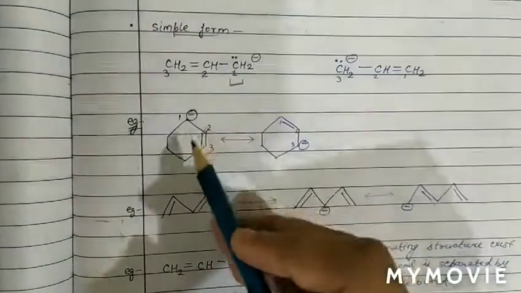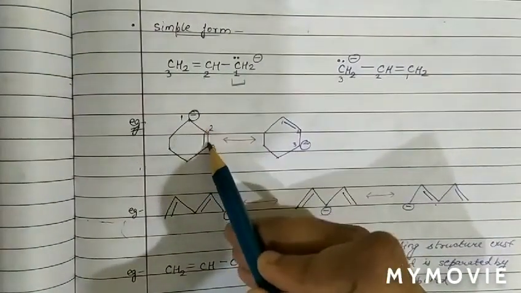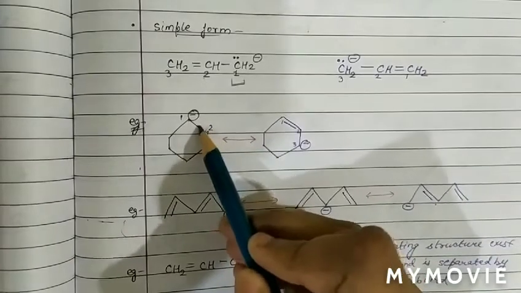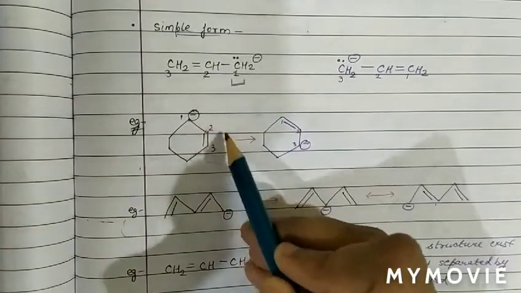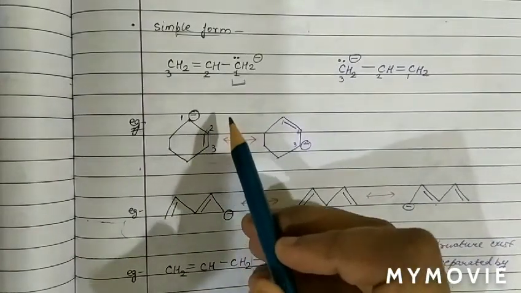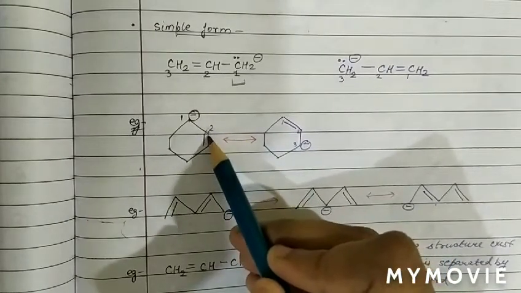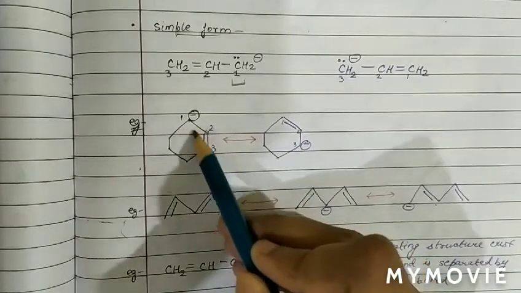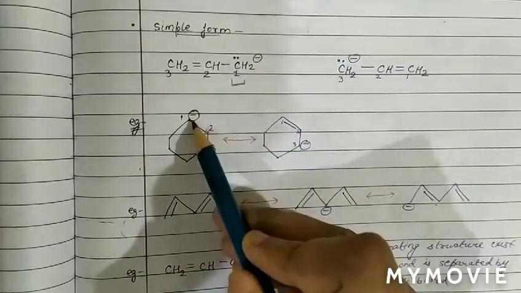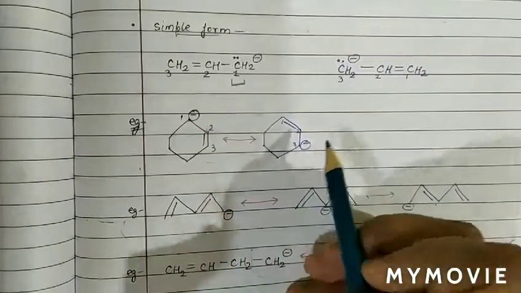Now see the next example. Again this is also a conjugated system because there is a negative charge, then a single bond, and then a double bond. So it is also a conjugated system. The pi bond between the 2 and 3 positions will shift in between 1 and 2, and the negative charge from the first position will shift to the third position.